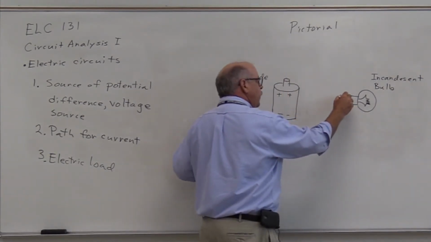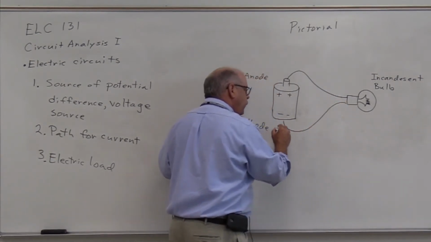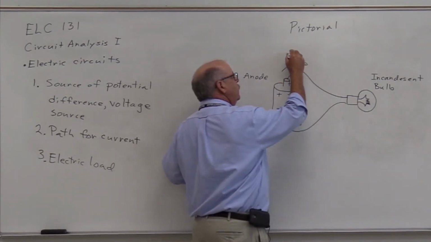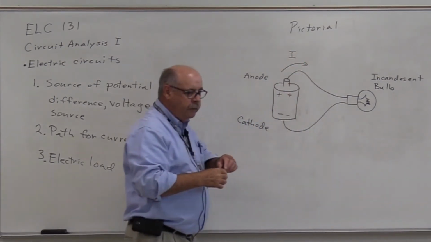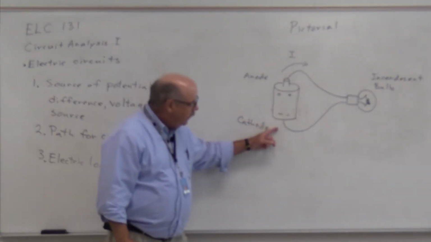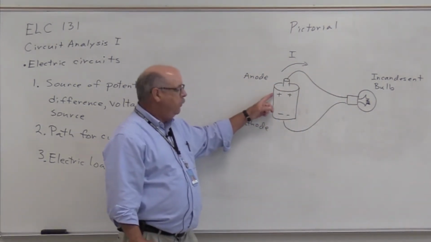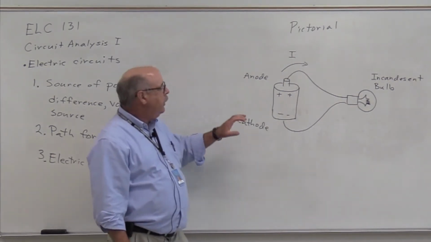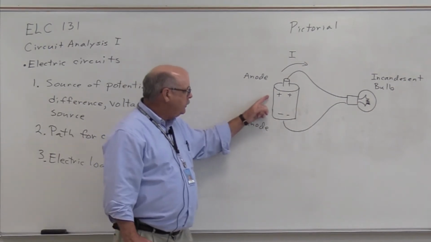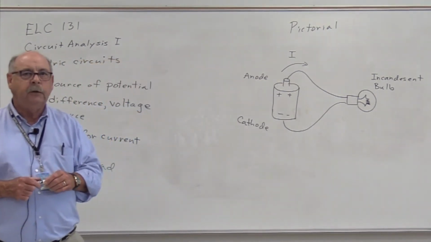And of course, then we also have to have some path for current to be able to flow from the anode to the cathode. Remember from our last discussion, we really know that the electrons are flowing from a point of surplus to a point of deficiency. However, in here, we're always going to describe current as flowing from positive to negative. This is called conventional current flow.